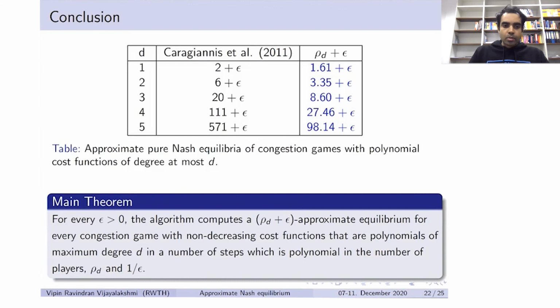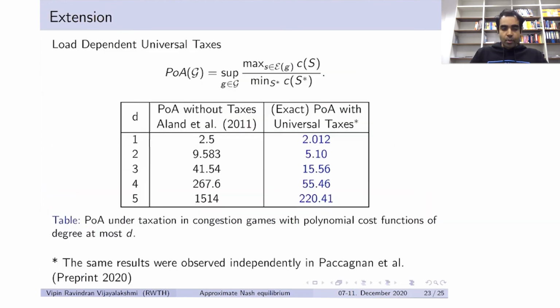So to conclude, what we've done in this paper is to show that we can use the algorithm in Caragiannis et al. and we can use a linear programming approach to significantly improve the approximation factor that is achieved using this algorithm. That can be done in polynomially many rounds. We also show that we can use a similar approach of deriving such modified cost functions to compute optimal load-dependent universal taxes to lower the price of anarchy in congestion games.